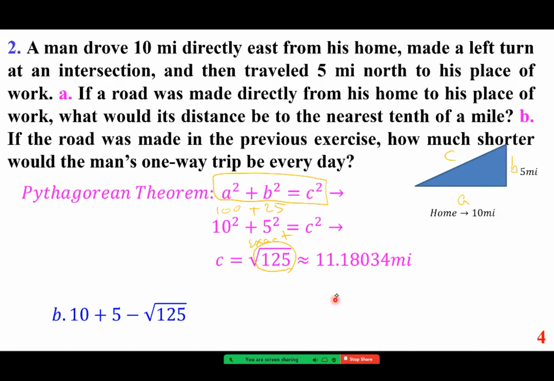And of course, since they're asking for an approximation, I'm going to change this to 3.8 miles. Generally speaking, you want to carry out many decimals unless you are asked otherwise. In this case, we go with one decimal. This becomes like 11.2. Okay, 11.2, 15 minus 11.2 is about 3.8 miles.